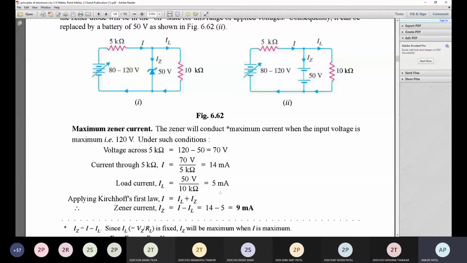So that is 5 milliampere. And according to Kirchhoff's current law, I is equal to IL plus IZ. So we have IZ equal to I minus IL. So it is 9 milliampere. For the maximum current, the current through 5 kilo ohm should be maximum, so we get the maximum Zener current. Now we'll see the minimum Zener current. So we'll get the minimum current through this 5 kilo ohm, and accordingly the minimum current through this Zener diode.